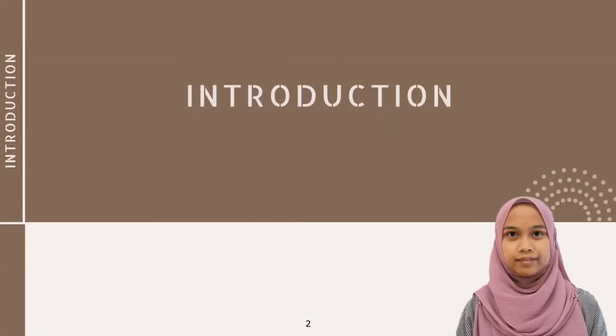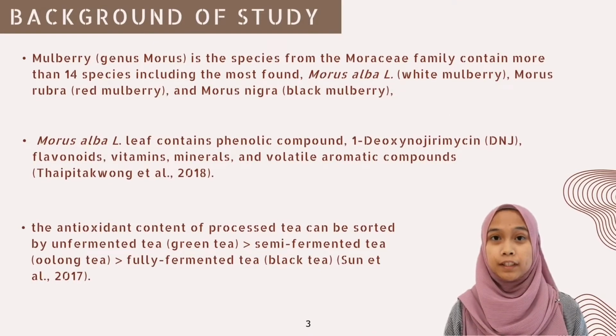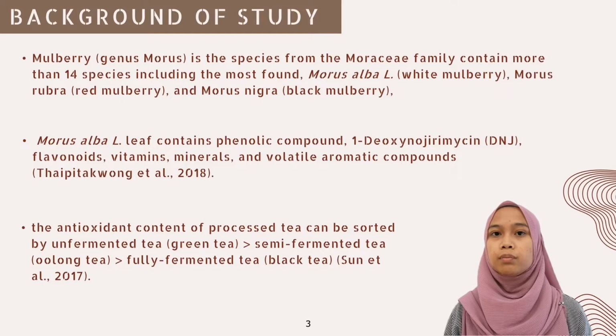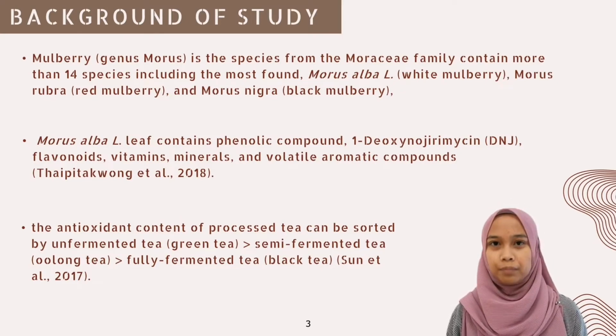The introduction part. Mulberry genus Morus is a species from the Moraceae family and the most found is Morus alba, white mulberry, Morus rubra, red mulberry, and Morus nigra, black mulberry. Usually, the most common species that was found in Malaysia is Morus alba. Mulberry leaf contain beneficial properties such as phenolic compound, 1-deoxynojirimycin (DNG), flavonoids, vitamins, minerals, and volatile aromatic compound.